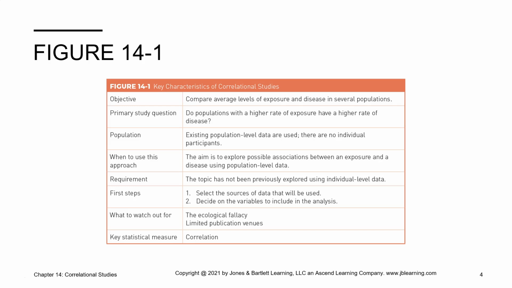So when would you use this approach? When the aim is to explore possible associations between an exposure and a disease using population-level data. One of the requirements of a correlational study is that the topic has not been previously explored using individual-level data. Some of the things to think about first are to, one, select the sources of data that will be used, and two, decide on the variables to include in the analysis. Some things that you want to look out for, which will be discussed further, are the ecological fallacy and limited publication venues. The key statistical measure is a correlation.